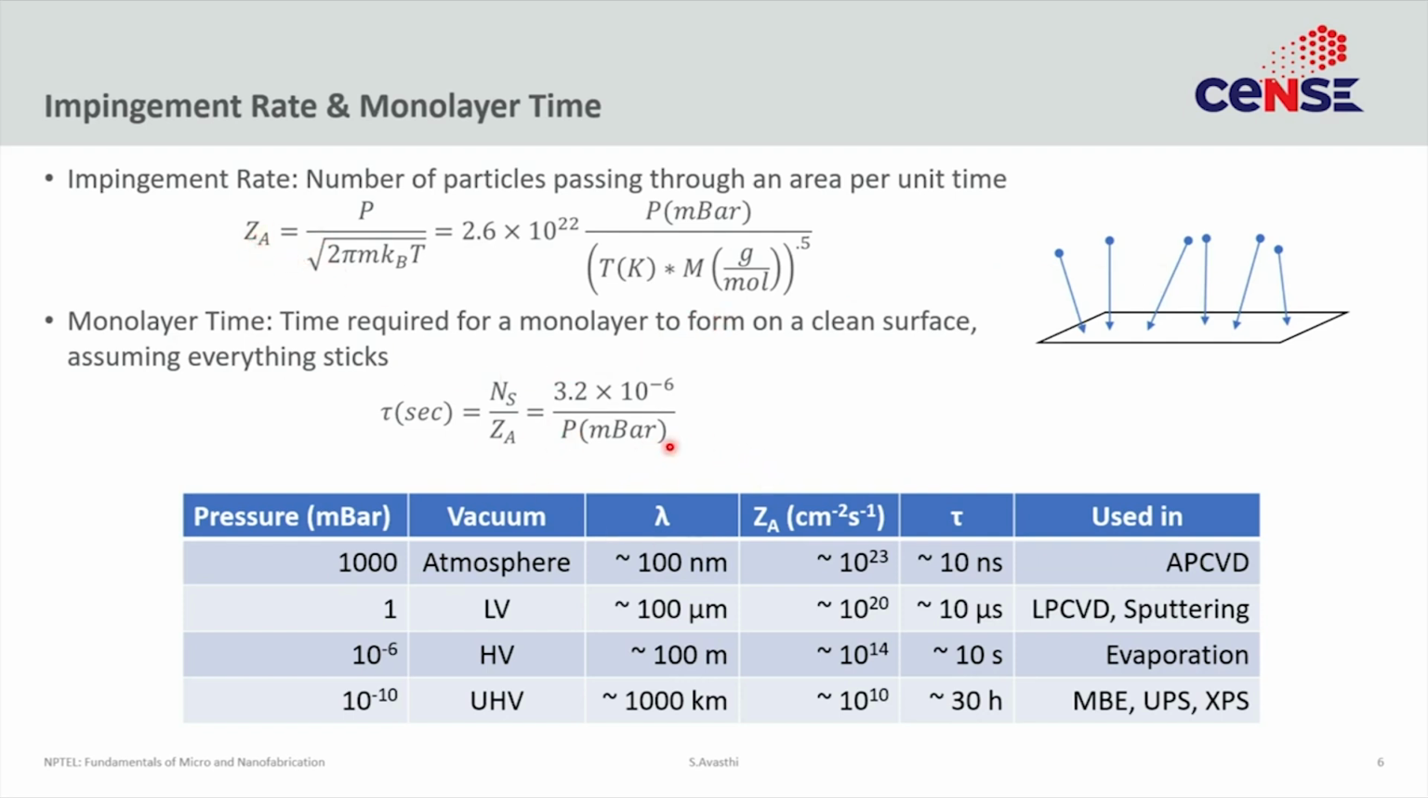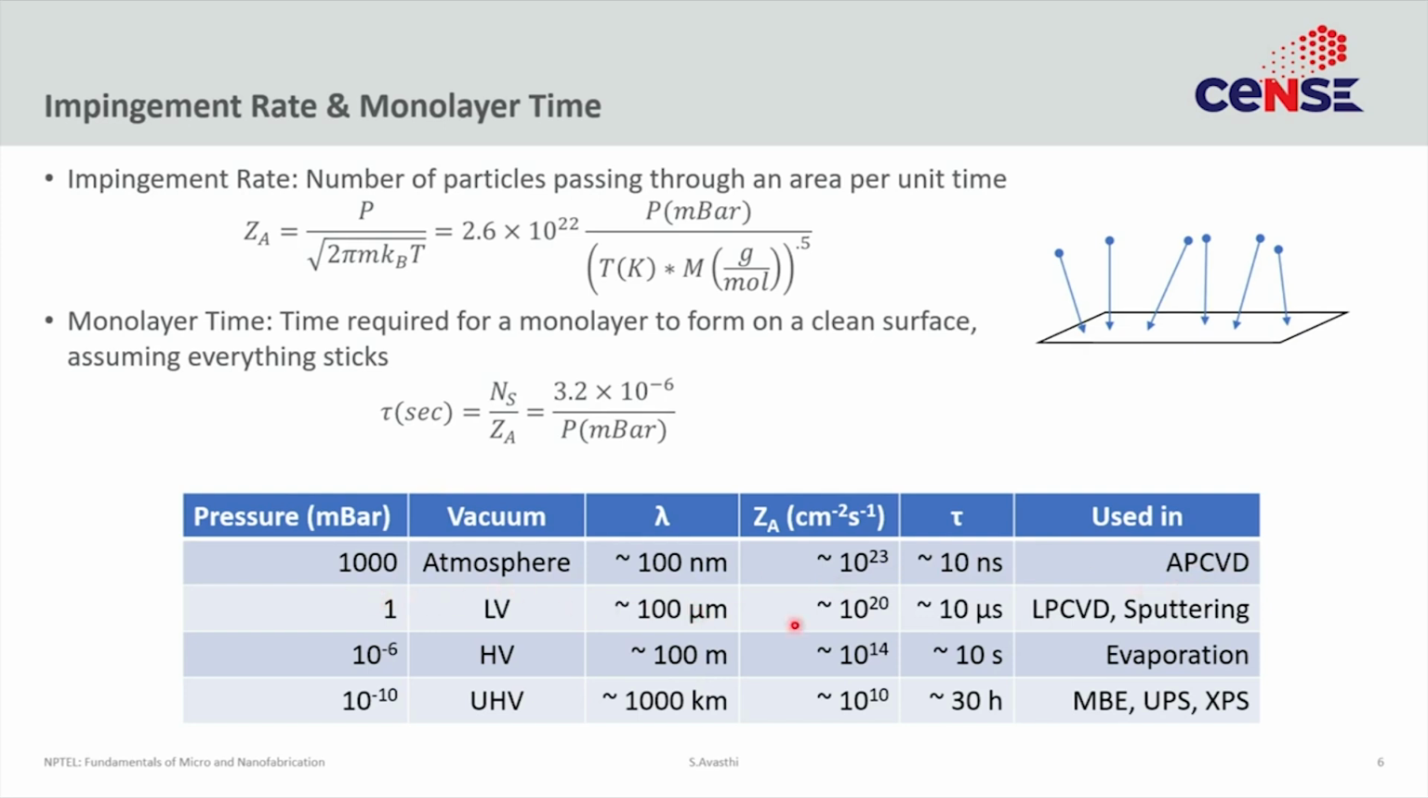So now let's look at some of these numbers to again get the context. At atmospheric pressure, our lambdas are 100 nanometers and impingement rates are around 10 to the power 23. So while sitting in this room, 10 to the power 23 atoms are hitting my face every second, per centimeter square. And the time to a monolayer is 10 nanoseconds. If every one of those gas molecules stuck to my face, I would form a monolayer of those gas molecules in just 10 nanoseconds. So that's what happens under APCVD conditions.